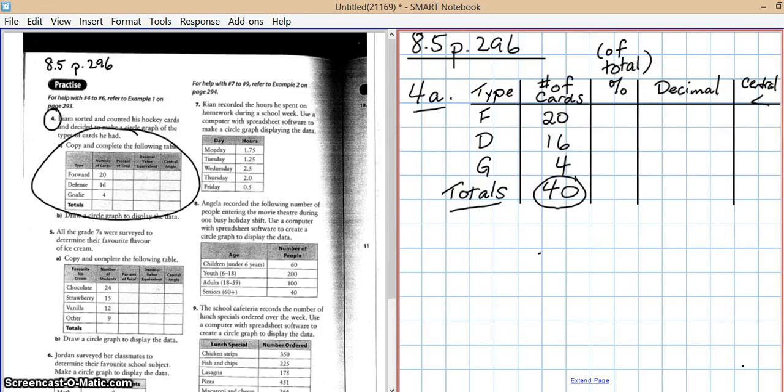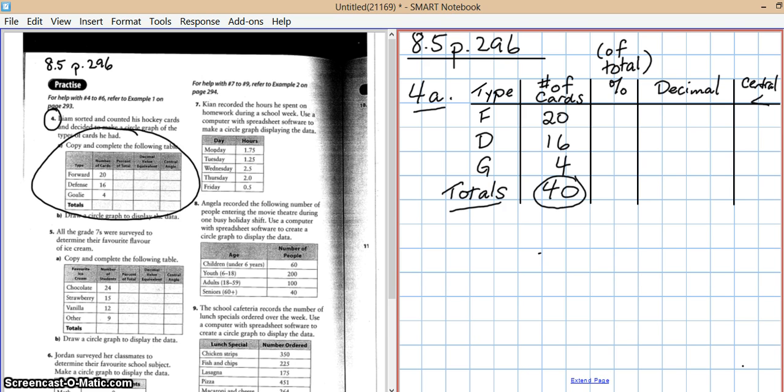Okay, this is lesson 8.5, Constructing Circle Graphs. Before you begin watching this recording, please have your textbook opened up to page 296. We're going to look at question 4, and I'm going to do that with you during this recording.